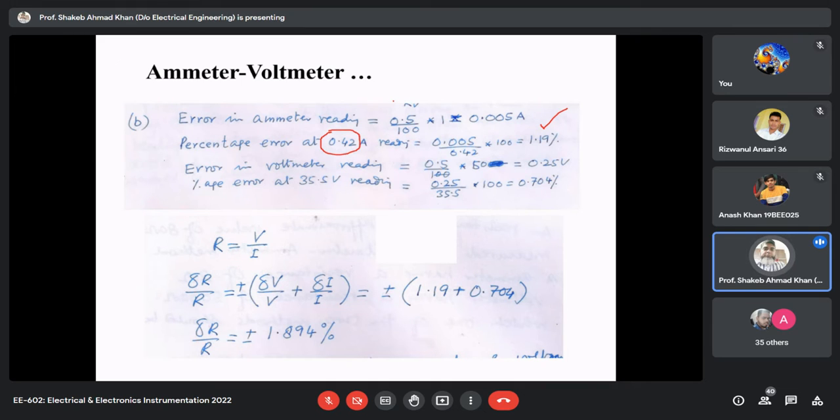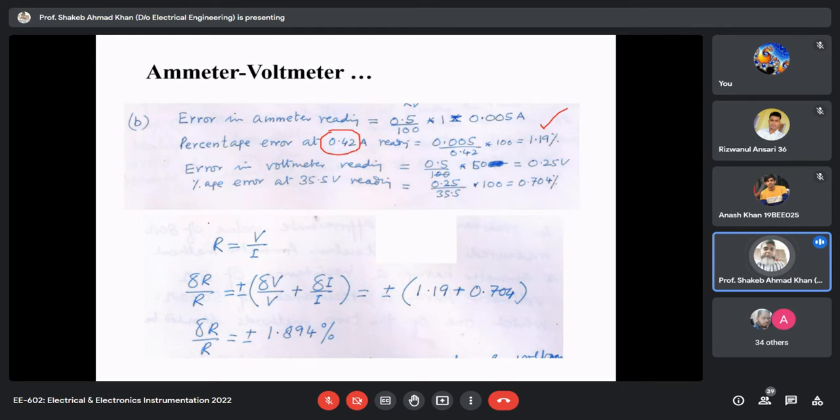Similarly, you see, we found the voltmeter reading. So 0.25 volt will be there in all the cases. And obviously, when you are measuring 35.5 volt, the error is not 0.5%, it is more than that. So this is the meaning of this.